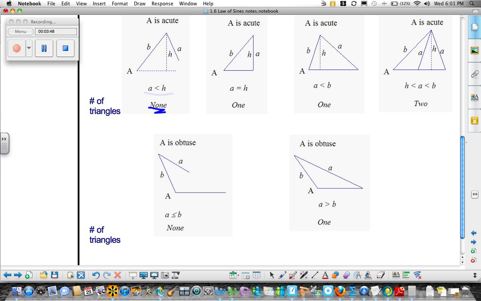Now, the third possibility, and I have this actually written incorrectly in the notes here, so let me change it real quick so that you make sure you write it correctly.